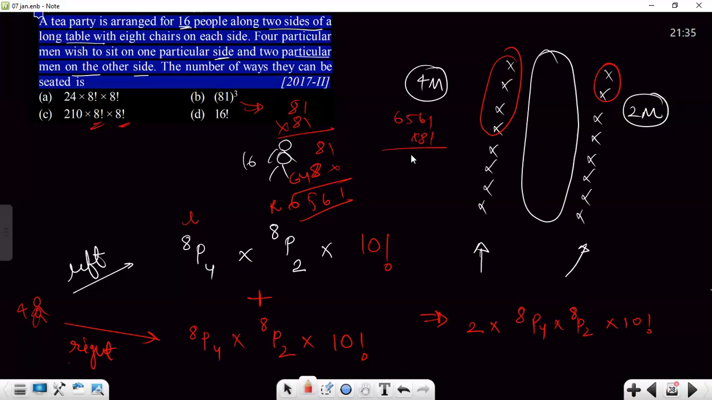6561 into 81. 8 6s are 48, 4 carries. Once again, 4 carries, 52. 8 6s are 48, 8 5s are 40, plus carries, and so on. Okay, so this is 81 cubed basically.